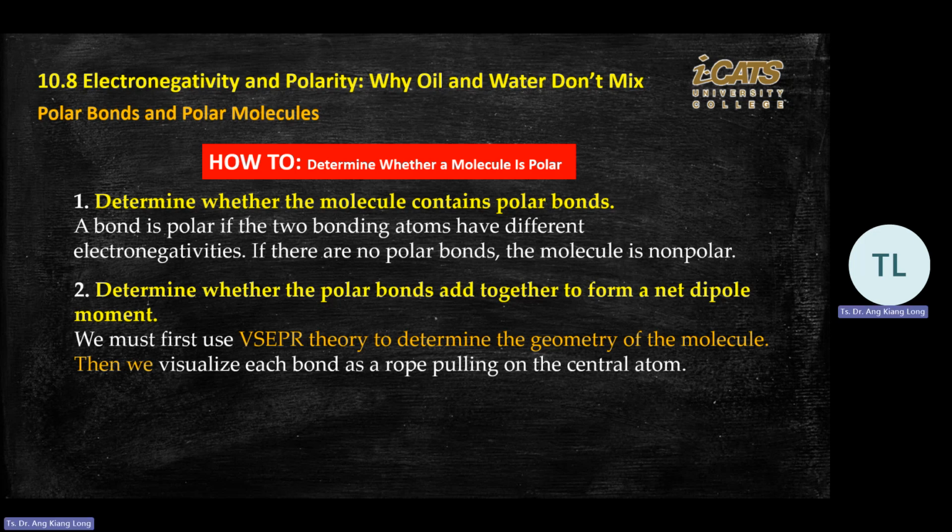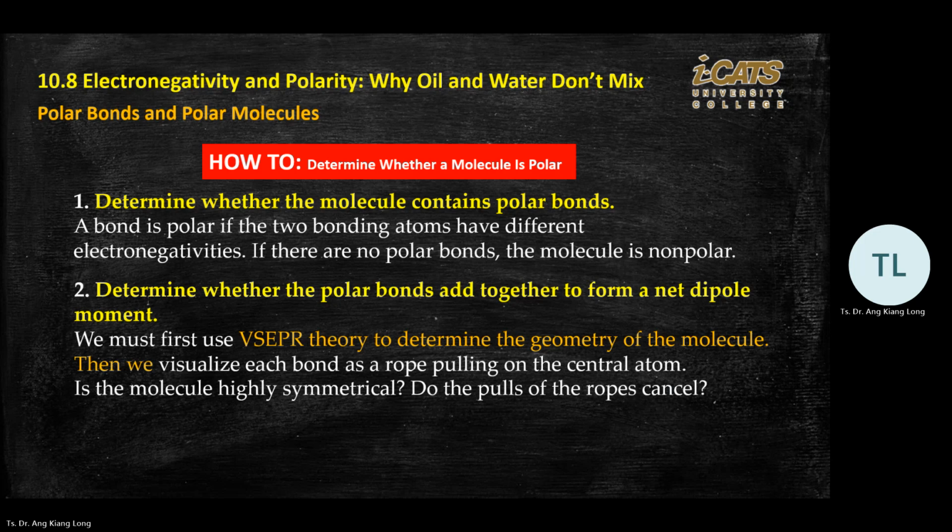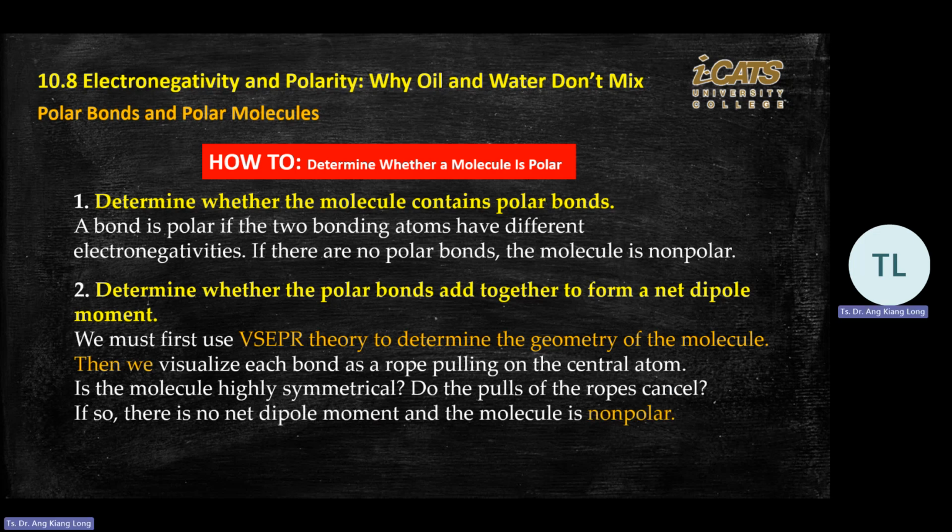Okay, then you refer to the bond as a rope pulling, according to the diagram in tutorial 86, referring to the center, pulling on the center atom. Then you look at whether it's symmetry or not. If it's symmetry, then non-polar. If not symmetry, then it's polar.